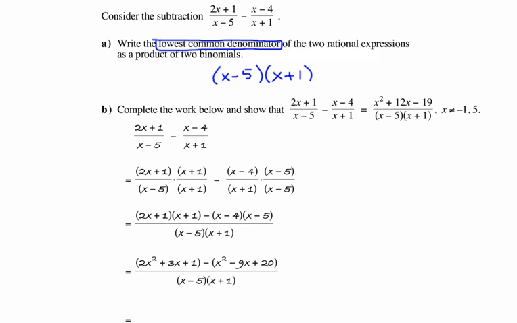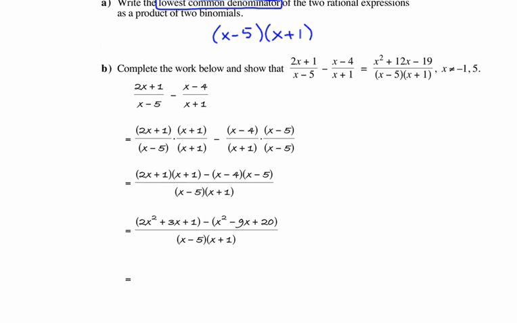Now, it's very important. I would write the next step. Before you start expanding, write it all over one denominator with that same operation in the middle. Now, you have to be very careful with subtraction. What we're going to do with subtraction, even though we're going to expand this, we're going to keep the brackets when we have subtraction. So we're going to expand, but keep the brackets.